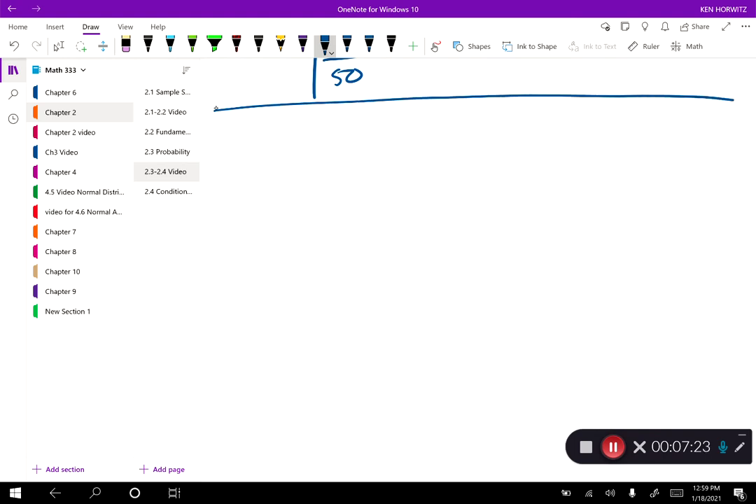The last type of probability is called subjective probability. And subjective probability is using information to make an educated guess. So some examples of subjective probability would be like predicting a sports outcome.